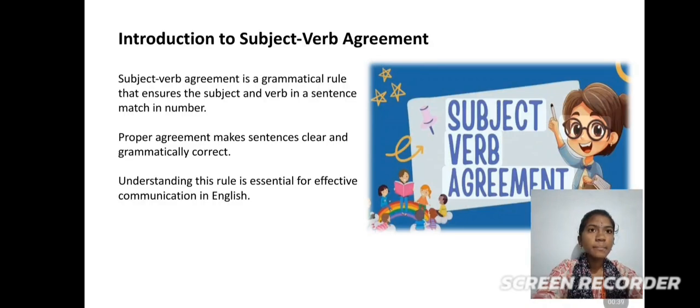Subject verb agreement means that the subject and the verb in a sentence must match in number. If the subject is singular, the verb must be singular. If the subject is plural, the verb must be plural. This rule is essential for clear, correct, and professional communication. Incorrect agreement can make sentences sound confusing or grammatically wrong.